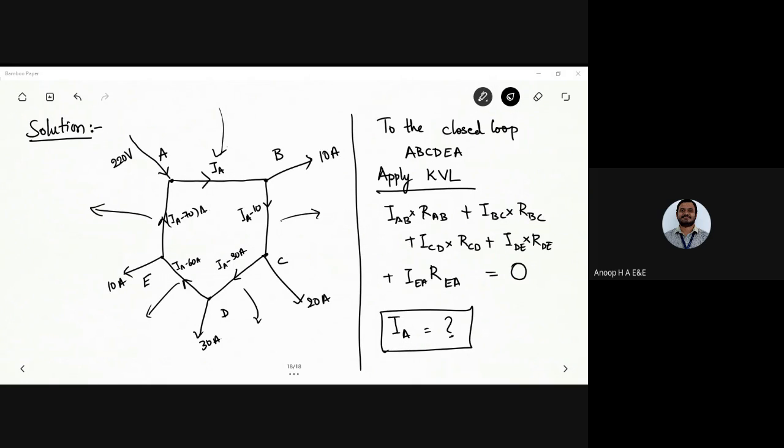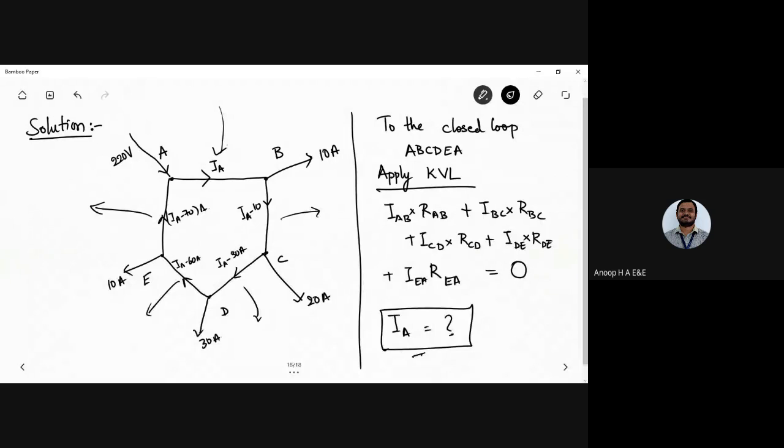Bhavana KS, are you there in the meeting? Yes, sir. Yes, can you find out what is the answer of current IA? Sir, 29.04. Yes, exactly right. So the value of current IA is 29.04 amperes.